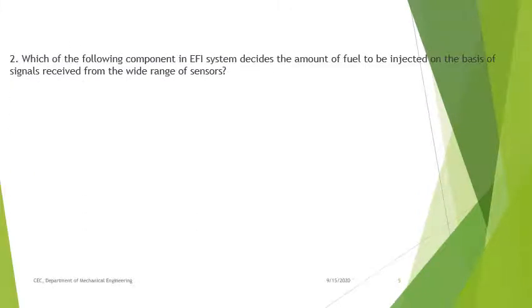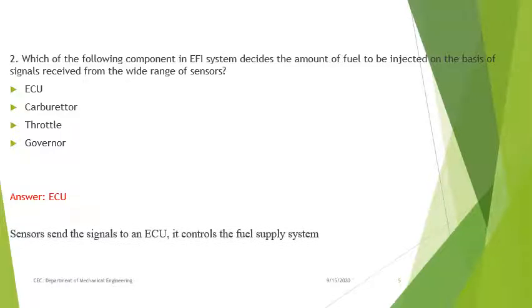Second question: which of the following components in the electronic fuel injection system decides the amount of fuel to be injected on the basis of signals received from a wide range of sensors? Options: ECU, electronic control unit, carburetor, throttle, governor. The answer is ECU, electronic control unit. Sensors send the signals to an ECU. It controls the fuel supply system.